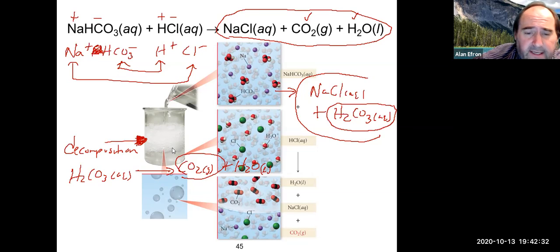And if we were to write our net ionic equation here, we would keep the CO2 and the water together in this case. And probably the only spectator ion you would have going on, actually the sodium, the chloride, I think would go apart as well. So those would be the two, I think, that you would end up with.